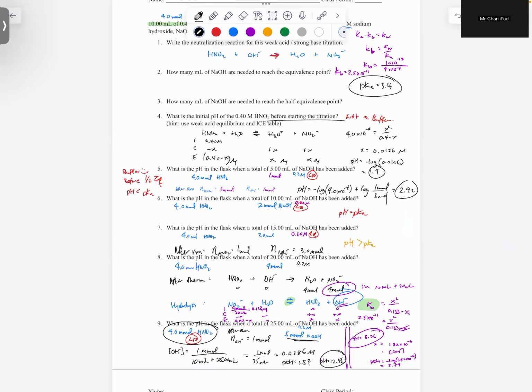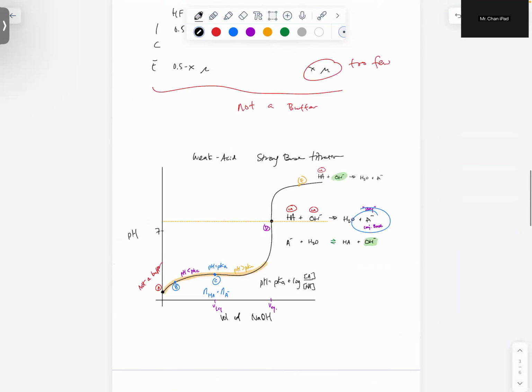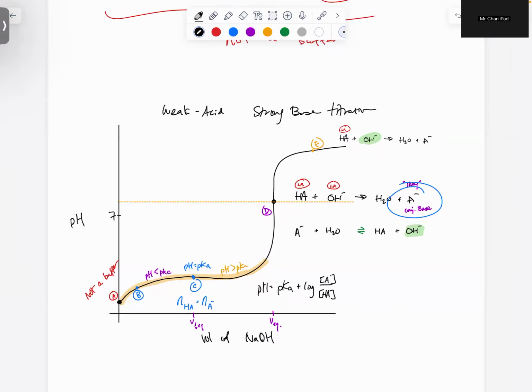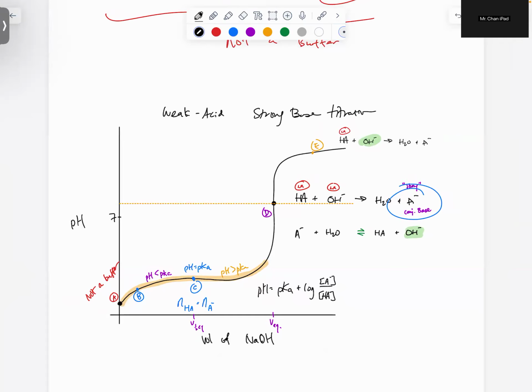Okay, so again, this is just the numerical, the quantitative side of things. Make sure you understand this conceptually. What stage are you at during the titration? Beginning, buffer zone, before or after the half equivalence point, before or after the equivalence point. And I want to reiterate what I said at the very beginning: it is extremely important that you know every single term, every single word, every single thing that you're writing on paper.